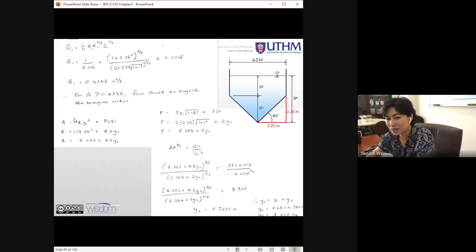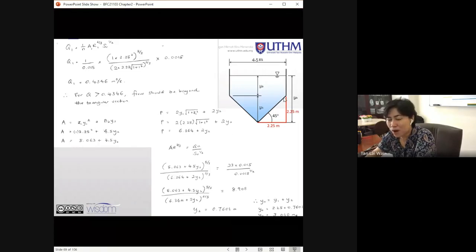If you look at it here, A is the total flow area, P is the total wetted perimeter. I have to consider this wetted perimeter here. So I combine both sections. The Q in question would be 23 meter cube over second. I substitute, therefore I get Y2 equals 0.762.